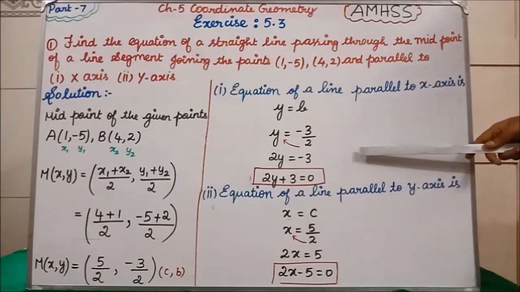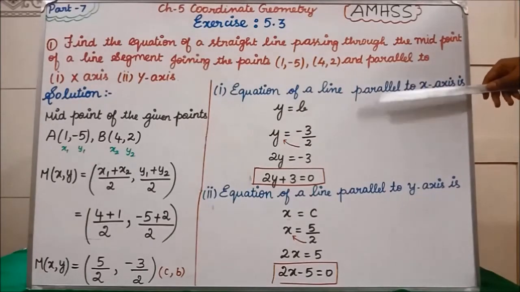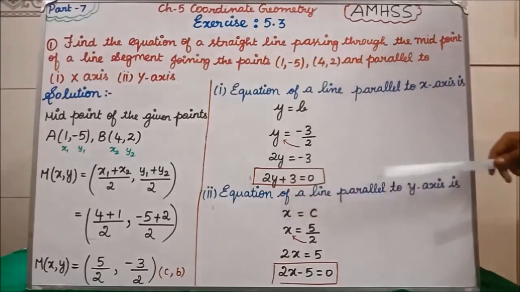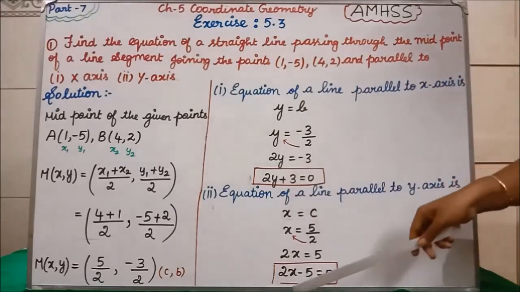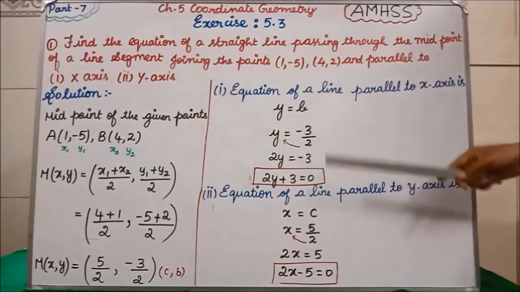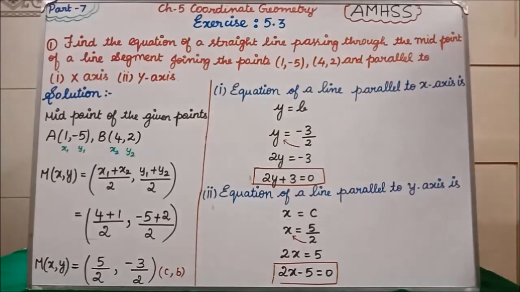This is the equation of the straight line. When parallel to the x-axis, the equation of the straight line is 2y plus 3 equal to 0. When parallel to the y-axis, the equation of the straight line is 2x minus 5 equal to 0. Clear, all of you? This y equal to b and x equal to c is our formula. Next we will see the second question.